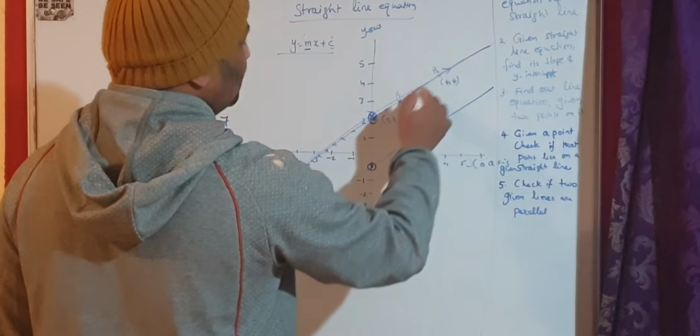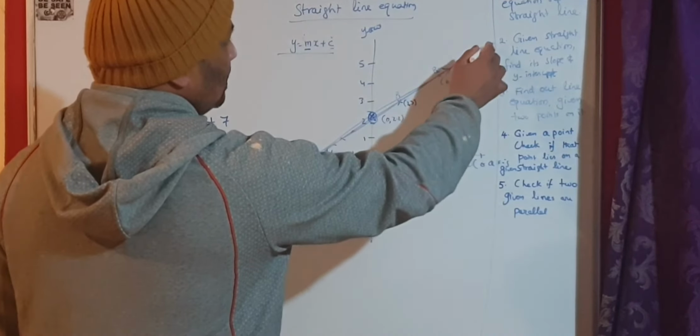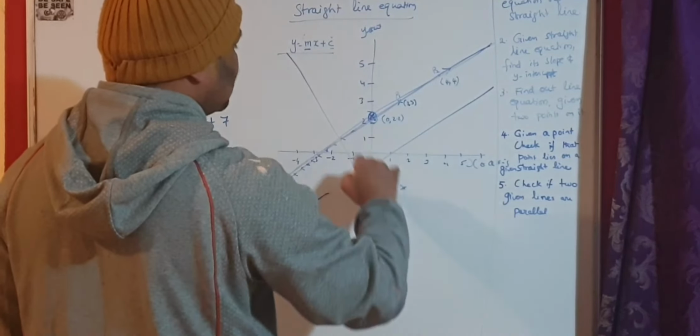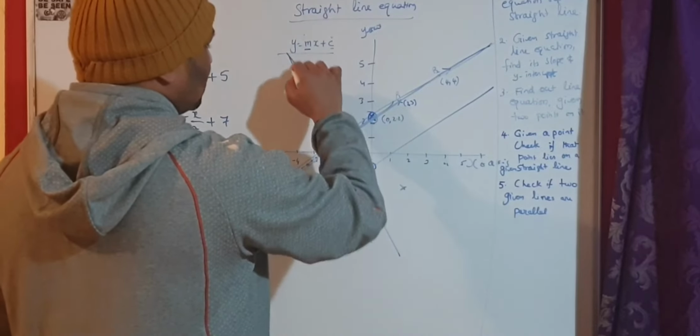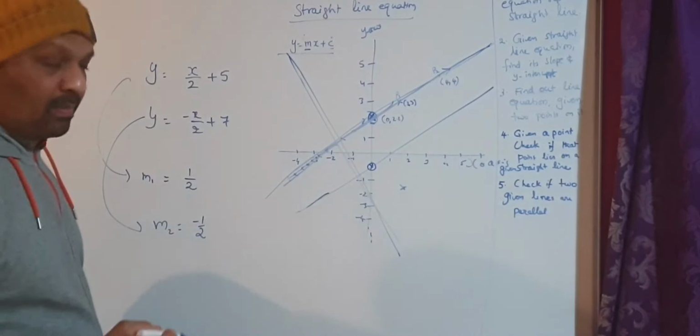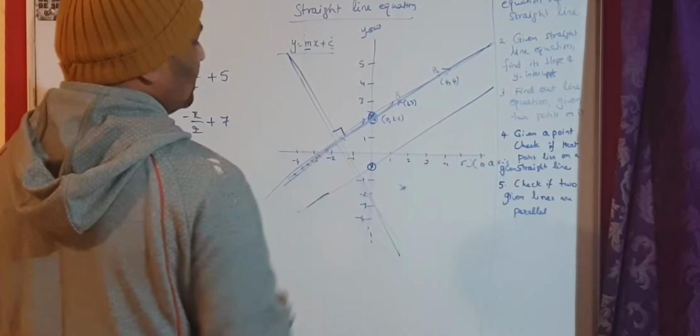Perpendicular lines you might be knowing. So this is a line equation, one line on the coordinate plane, and if another line is like this, this line and this line are said to be perpendicular because the angle they both make here is 90 degrees.